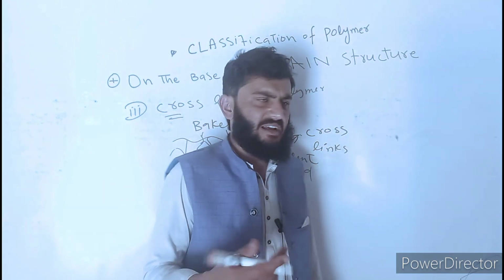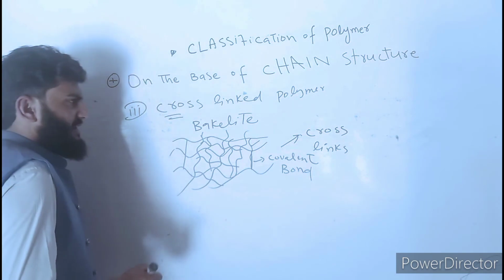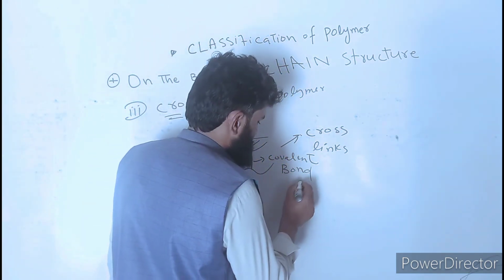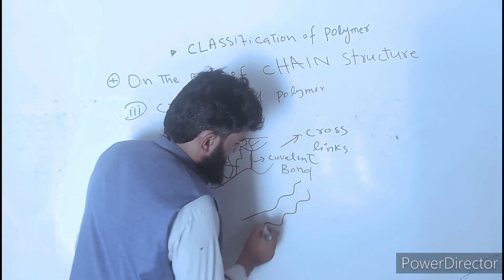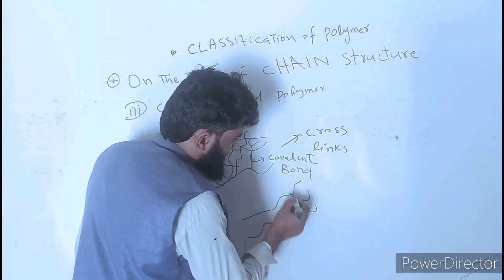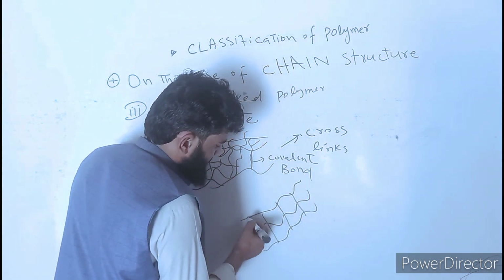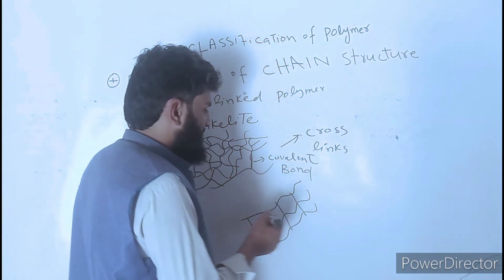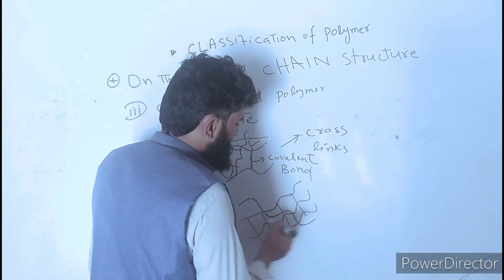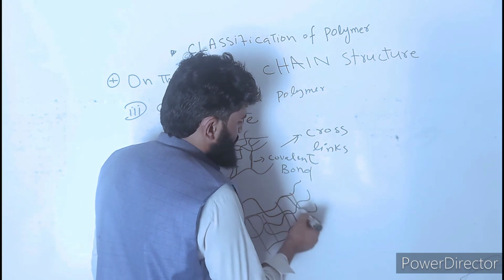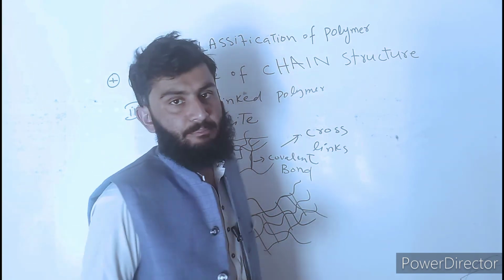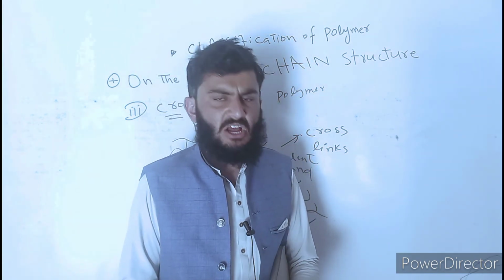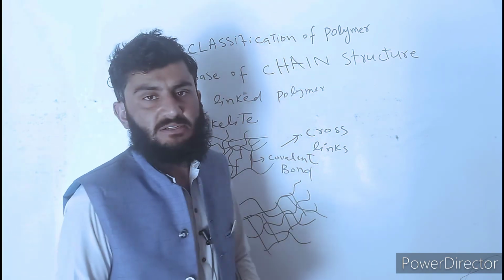Clear. There are some semi-penetrating also. Semi-penetrating is just like cross-linked. These are cross-linked, and if there exists some linear chain, then we call it semi-penetrating. Clear. So what have we discussed?